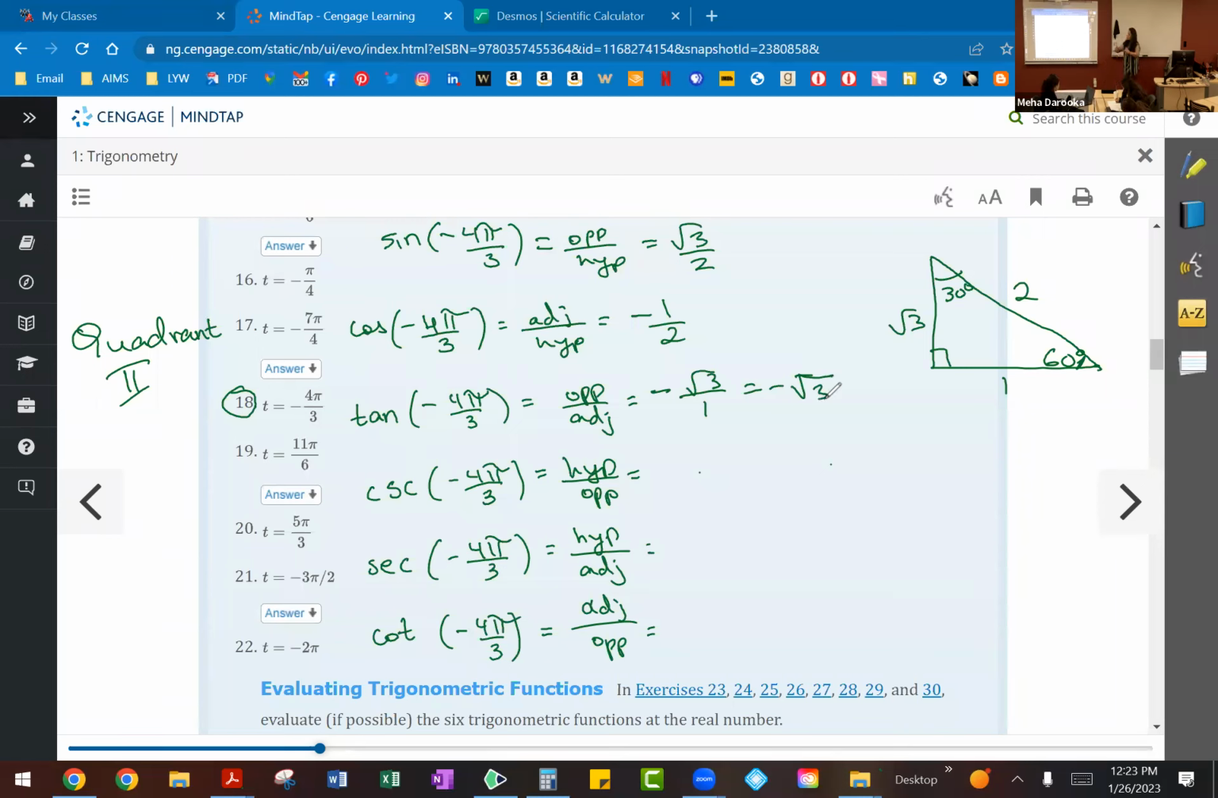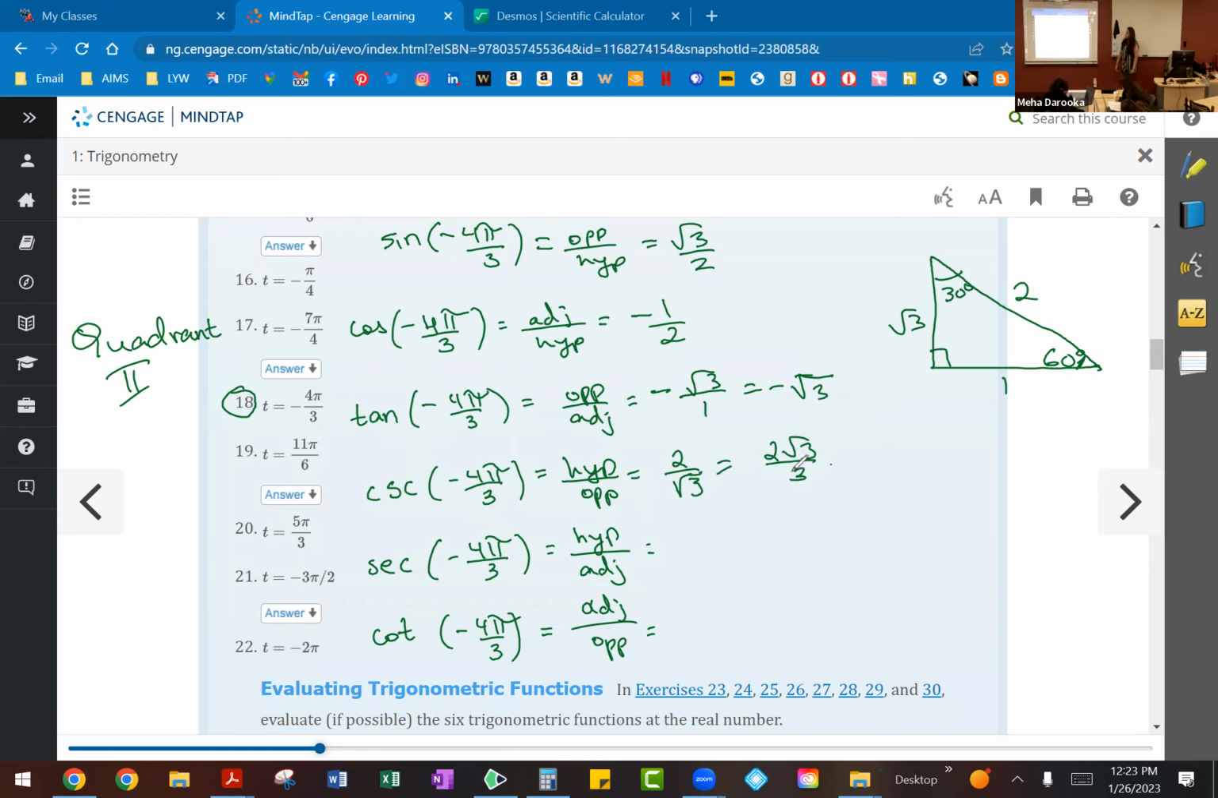All right, let's do the reciprocal functions. So sine goes with cosecant. What will your cosecant come out to be? 2 square root of 3/3. Very good. So you will start out by just inverting, 2 over square root of 3, and then rationalize that.